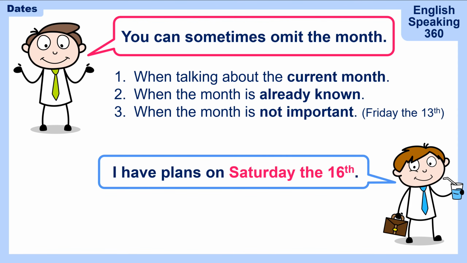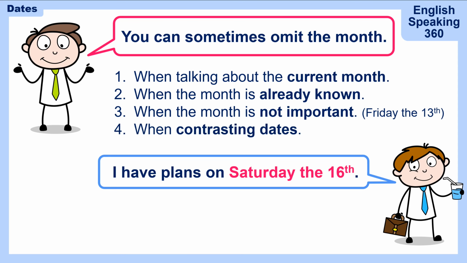For example, Friday the 13th. So Friday the 13th is an expression, it's a special day, it's a scary day, but sometimes it happens in January, sometimes it happens in July. We don't know the month, so it's not important, but the day is important.